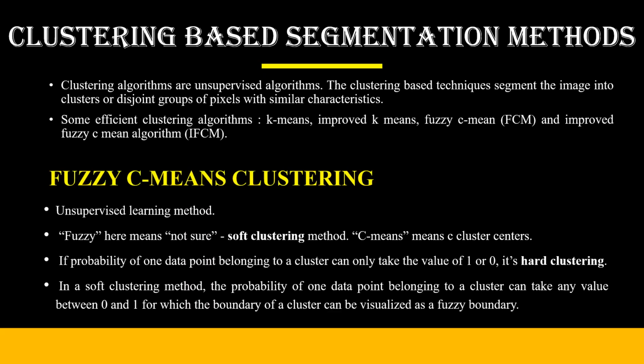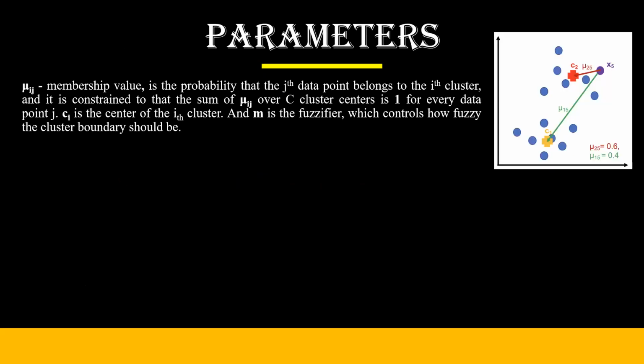Here C is used for the cluster centers that we'll define later. Now coming to the parameters, it's based on three parameters. First is the membership value, which tells us the probability of a data point belonging to a cluster, that is, the jth data point belonging to the ith cluster. Then C is the ith cluster center. And then we have another parameter known as the fuzzifier, which is M, or we can say the fuzzy index, which defines how fuzzy the boundaries of our clusters can be.